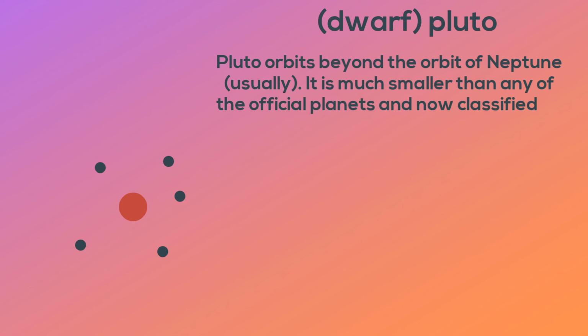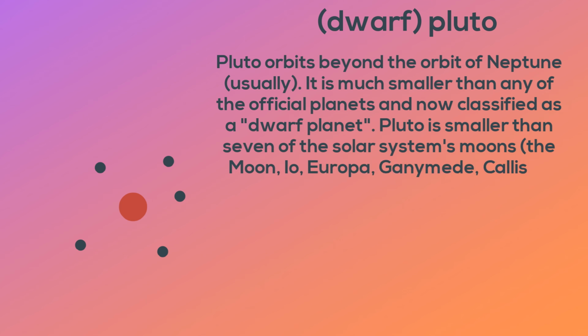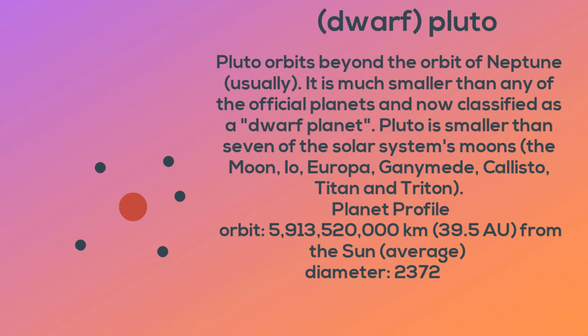It is much smaller than any of the official planets and is now classified as a dwarf planet. Pluto is smaller than seven of the solar system's moons: the Moon, Io, Europa, Ganymede, Callisto, Titan, and Triton.